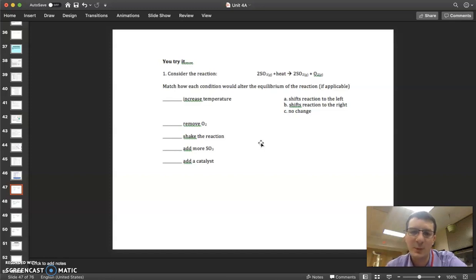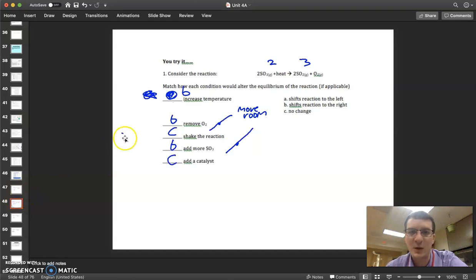All right, so now you unpaused. Again, trying it on your own. Let's see what the answers are. Increasing the temperature means you have more reactants, so you're going to push it to the right towards products. If you remove O2, the O2 is going to go down, so you're going to want to push it back to the right to fill it back up.